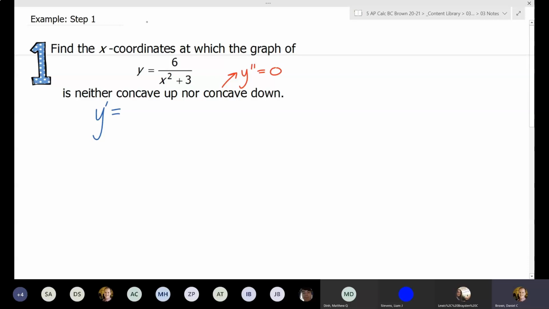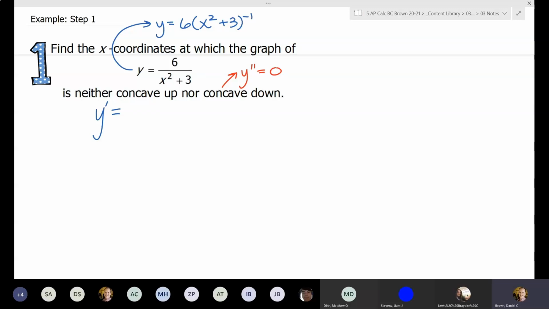This one, you could use the quotient rule. But when I see this one, I see that it's pretty easy to bring that denominator up with a negative exponent. In fact, that's the way I'm going to recommend you do it, because if you have to find the second derivative, you do not want to have a messy looking first derivative. So there's my y function rewritten.